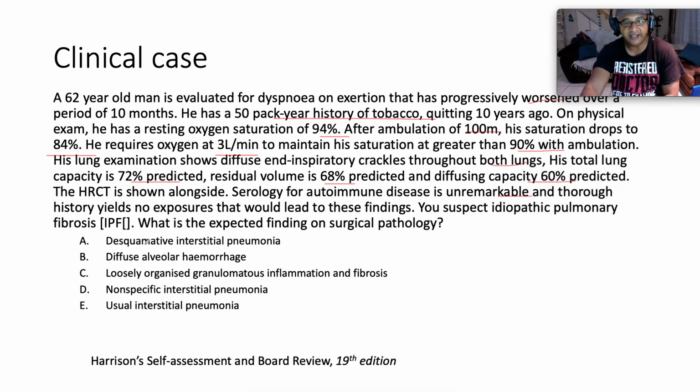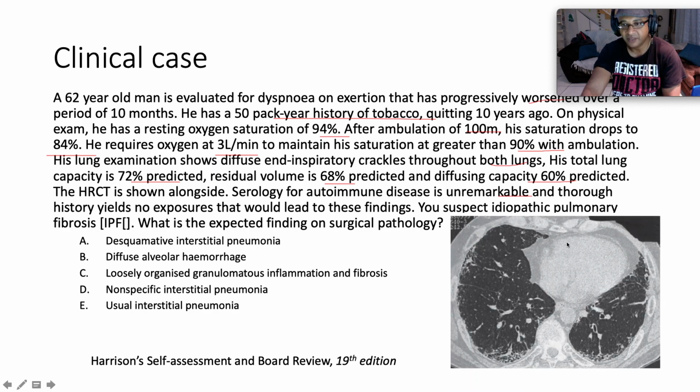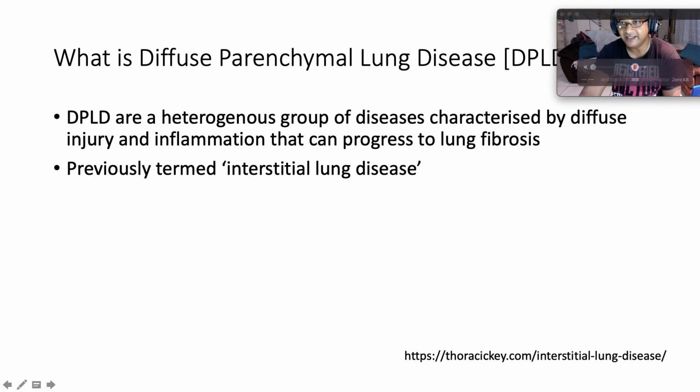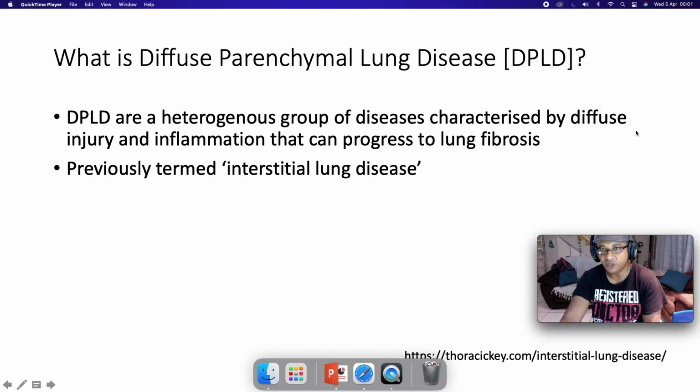Nice to ask, right? Is it A? Let's just have a look at that CT. There's our handy CT, okay? So your options are A, desquamative interstitial pneumonia, B, diffuse alveolar hemorrhage, C, loosely organized granulomatous inflammation and fibrosis, D is NSIP, which is non-specific interstitial pneumonia, or is it E, UIP, which is usual interstitial pneumonia? Guys, let's get stuck into this hodgepodge topic.